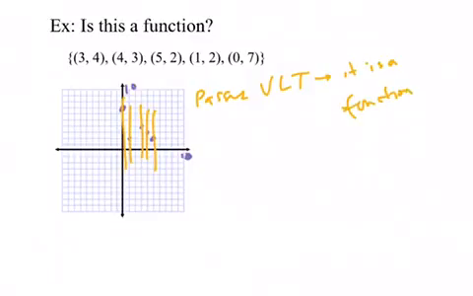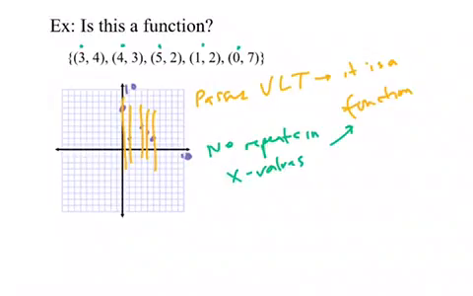Let's take a quick look at the x values. 3, 4, 5, 1, 0. We can see in this situation, just by looking at the list, there are no repeated x values. That's another way of determining that it's a function. No repeats in the x values. The vertical line test is a visual way of testing to see if there are any repeated x values.